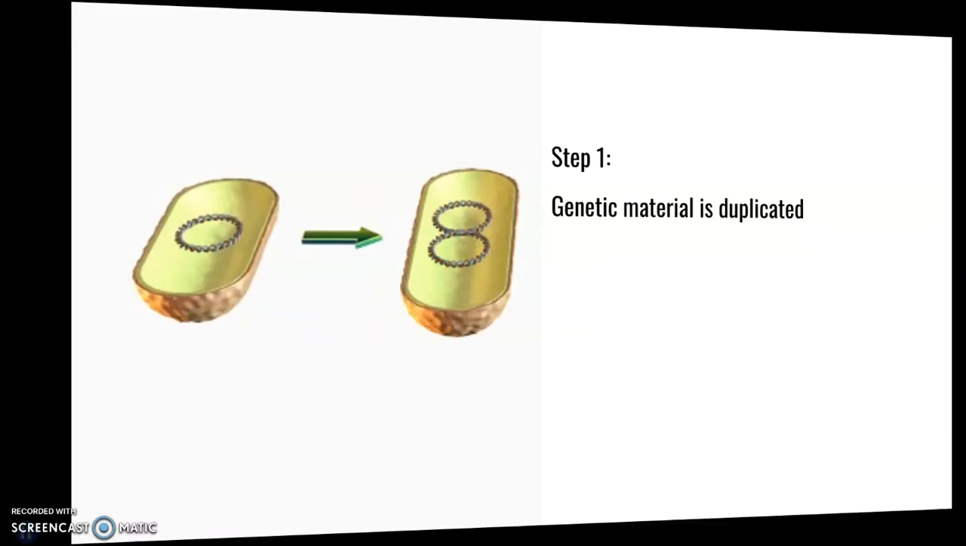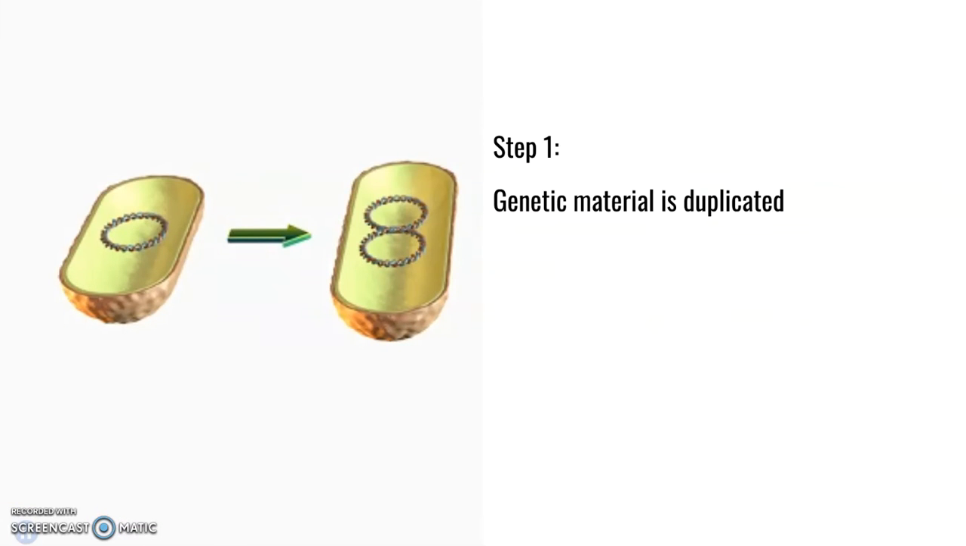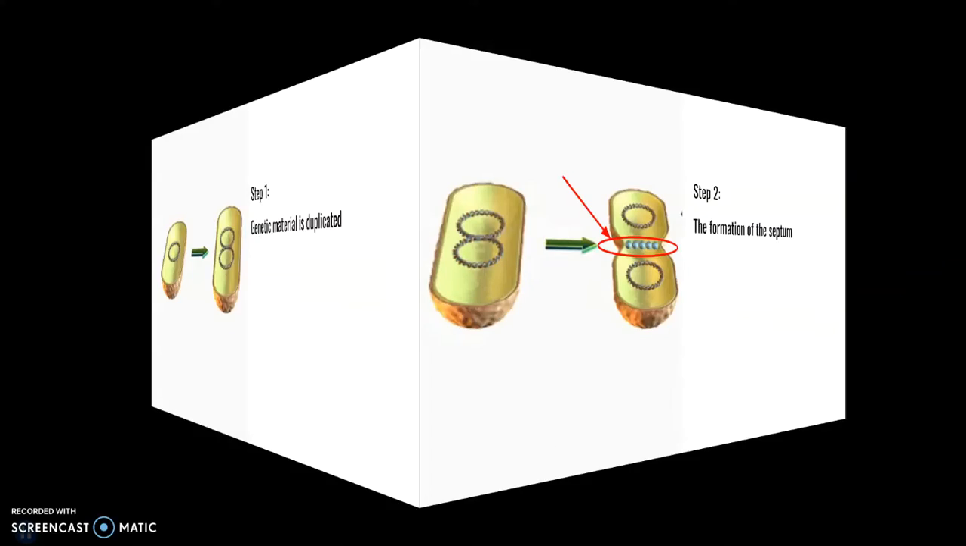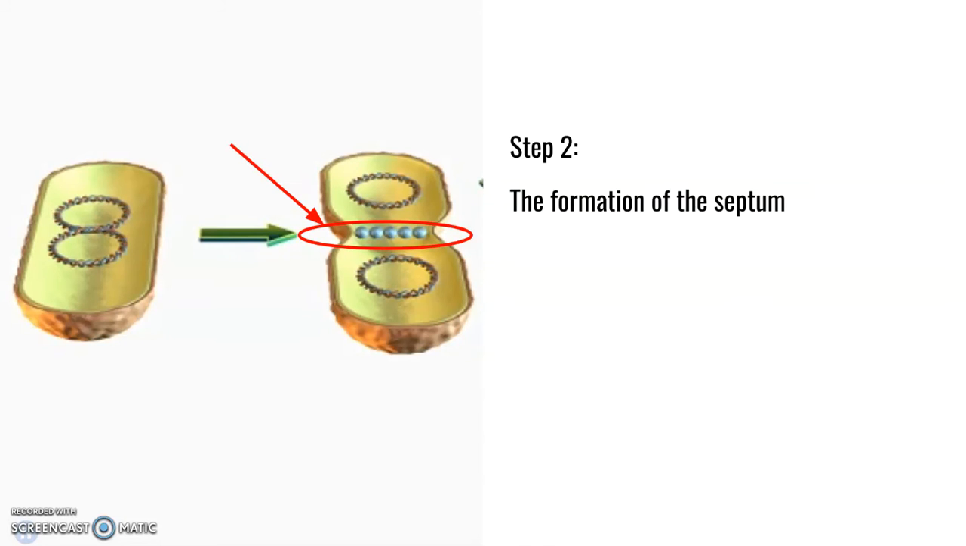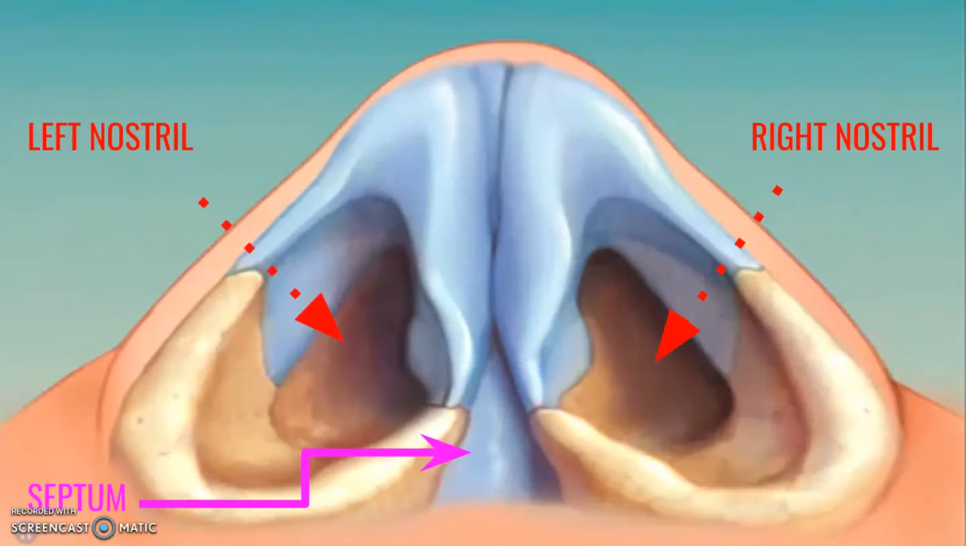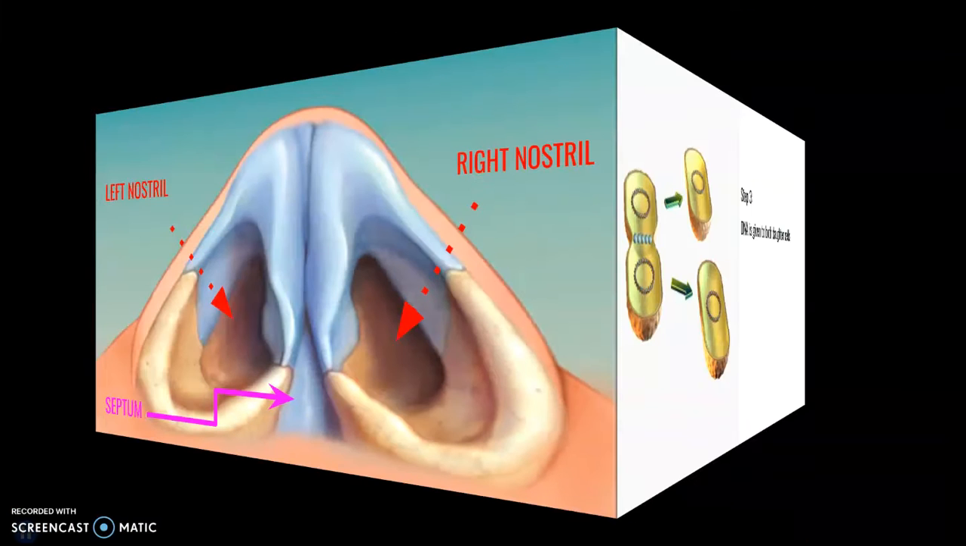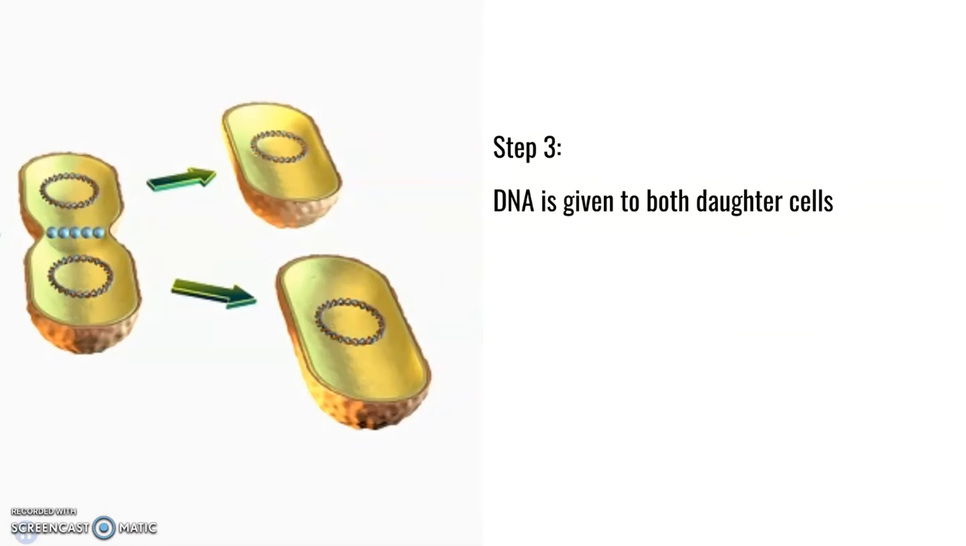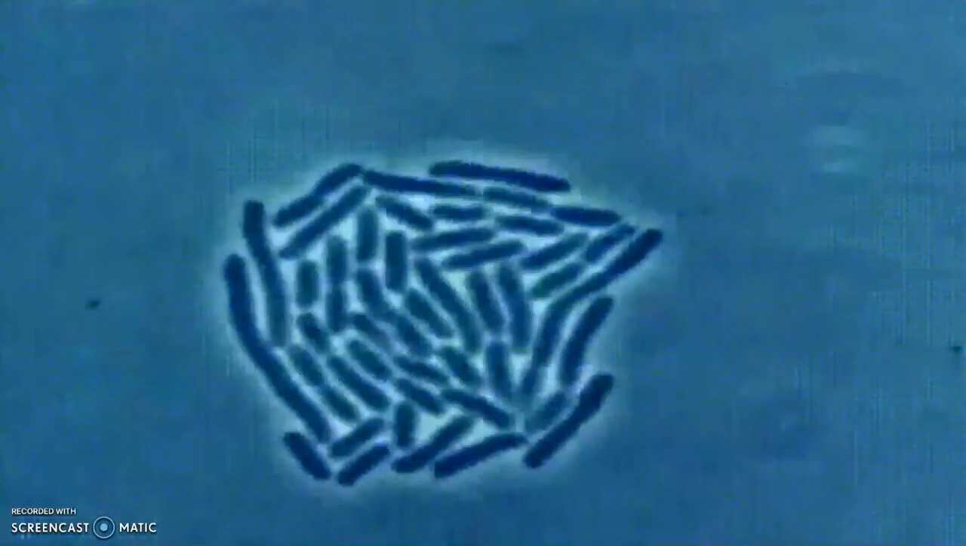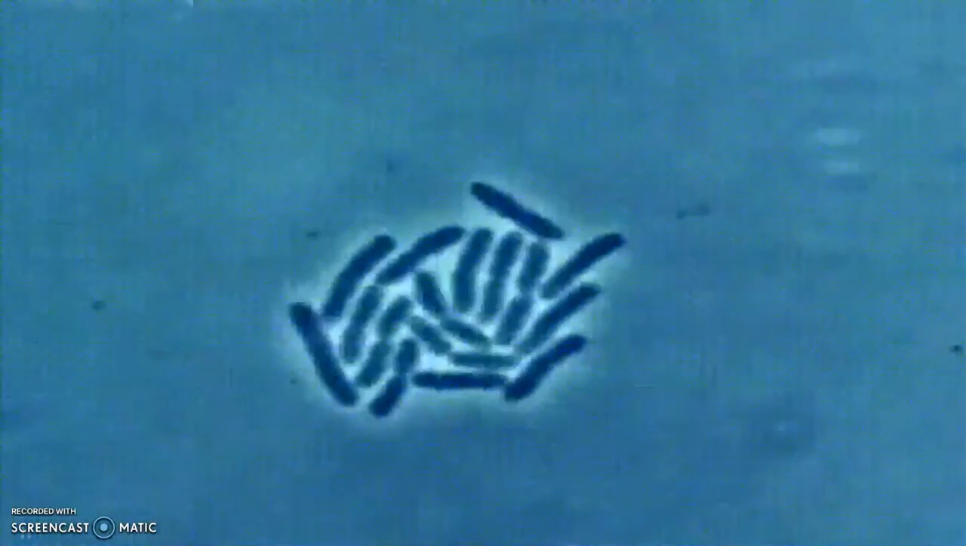So I broke this down into 3 simple steps. So first, bacteria duplicates the mother cell to produce 2 identical copies, and next, the cell then forms a septum to segregate. So think of your nose. The septum is what separates your left and right nostrils. Finally, in step 3, the cell gives a copy of this genetic material to each daughter cell. Considering the fact that this process is so easy, it's also the reason why prokaryotic cells are able to divide and reproduce so rapidly.